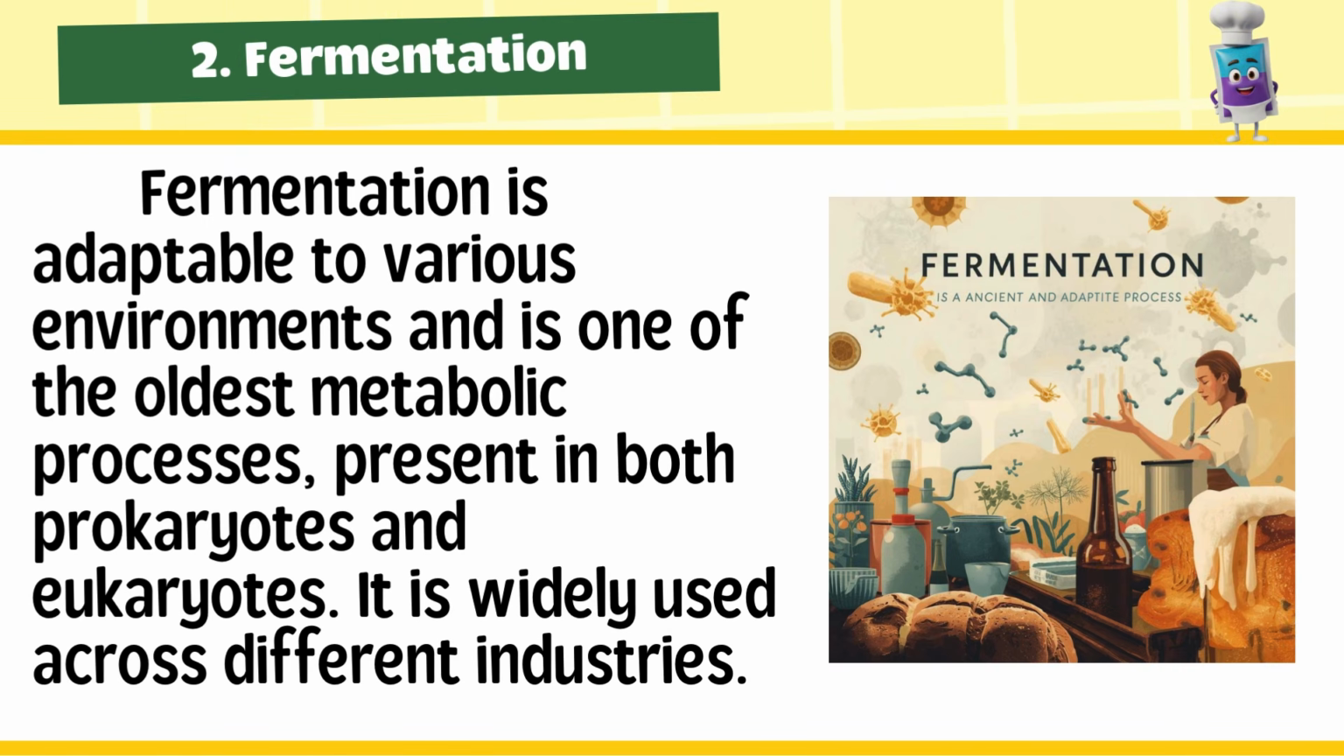Fermentation is an ancient and adaptable process used by tiny living things like bacteria, prokaryotes, and yeast, eukaryotes, to get energy from sugar without needing oxygen. Bacteria often produce lactic acid, which makes foods like yogurt and sauerkraut tangy. Yeast produces alcohol and carbon dioxide, which helps make bread rise and brews beer. This simple, powerful process is one of the oldest on Earth and is still essential for many foods and products we use today.